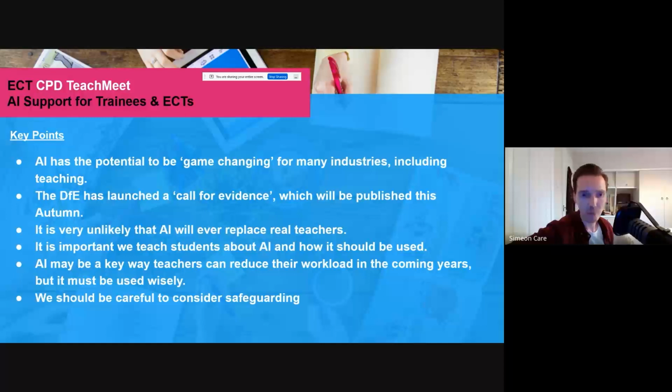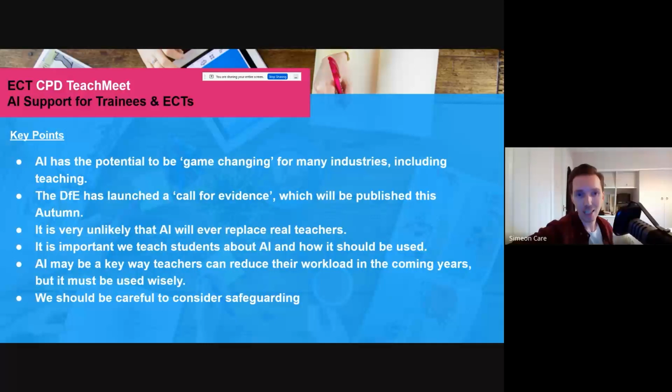So I thought the key points from today were that AI has the potential to be game-changing for many industries, including teaching. As Harriet's just said, the call for evidence that the DfE has launched will be published this autumn and should be very interesting.